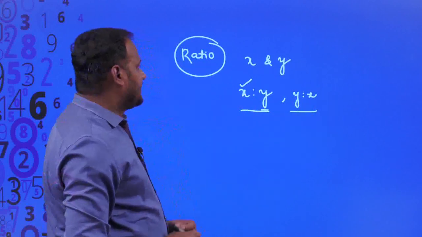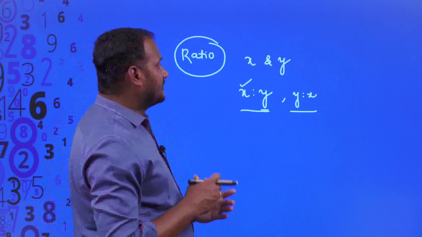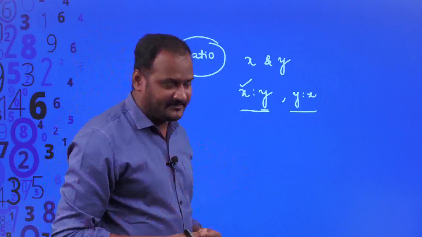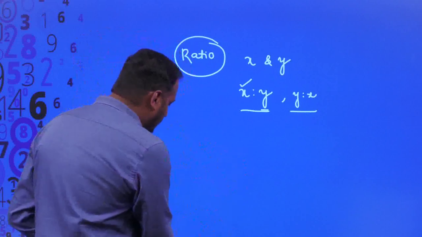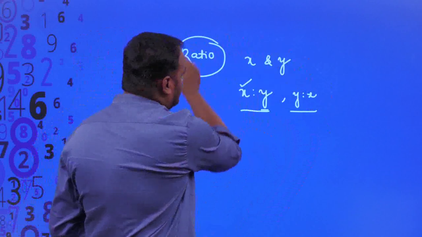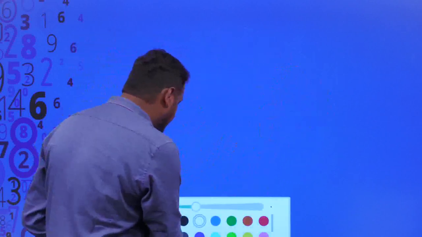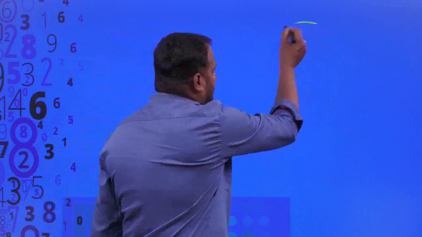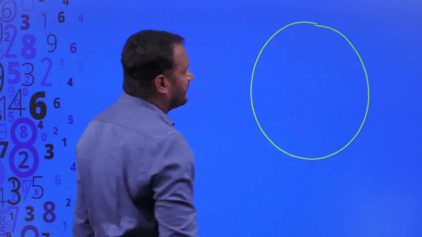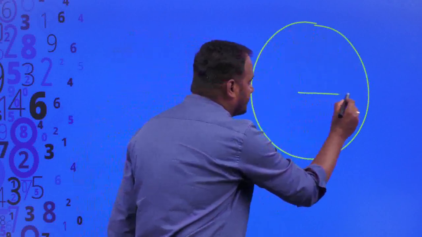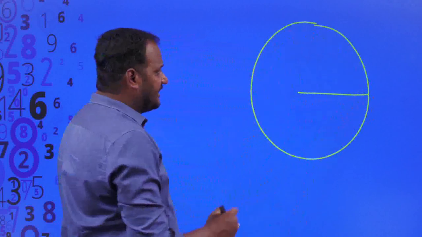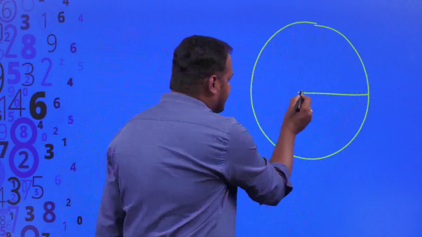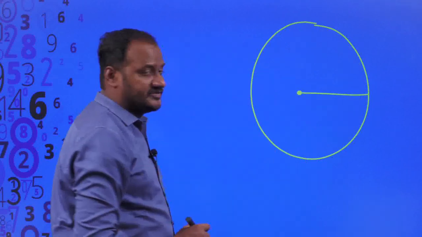Now, getting into our real trigonometry, for that I am considering one unit circle. Do you know what is meant by a unit circle? A unit circle means the radius of the circle is 1, and only then is it said to be a unit circle. For example, this is a unit circle, meaning the radius of the circle is 1 unit. Let us consider the center of the circle to be the origin.